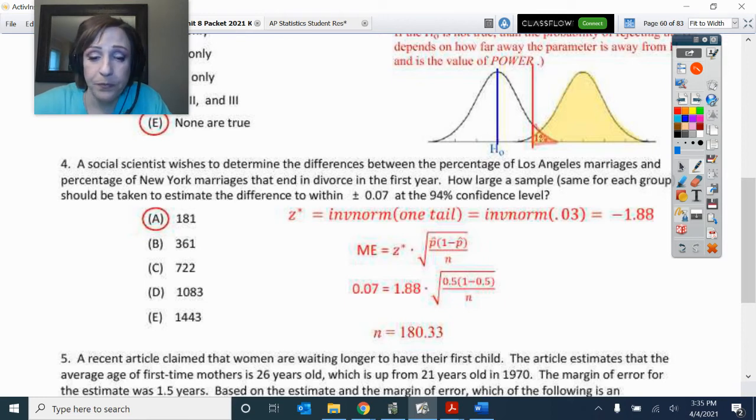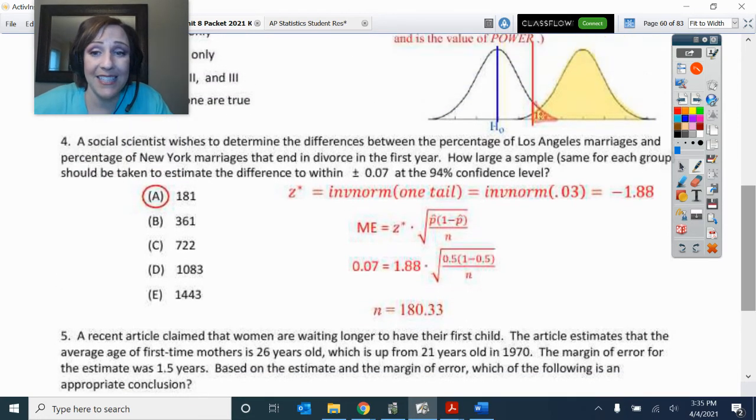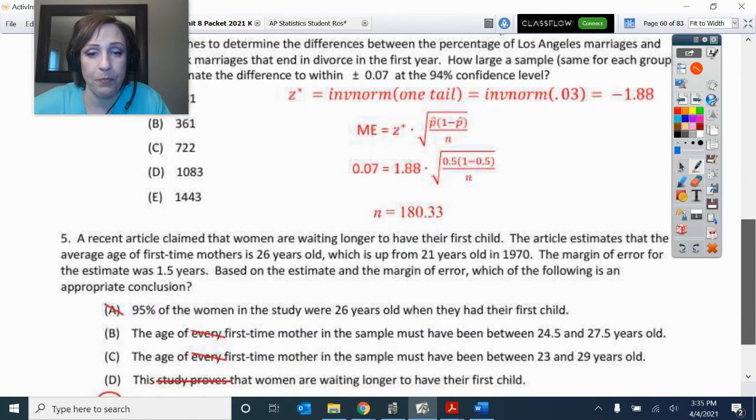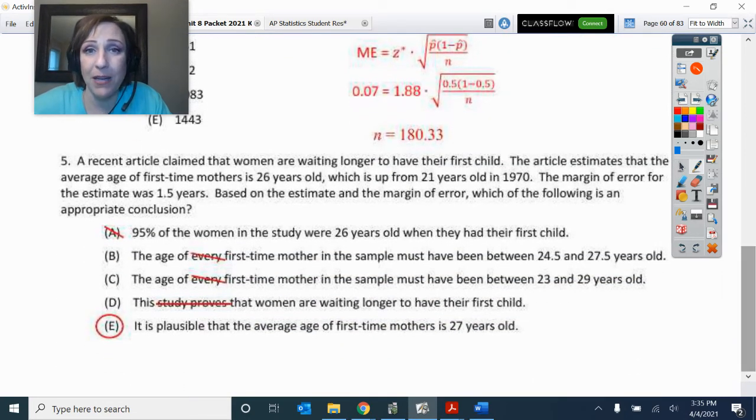So we do. I kept all of that in my calculator, and I got 180.33. So that was the next biggest that I could have. The smallest possible of these choices that would work was 181, because 180.33 is the minimum, meaning 181.